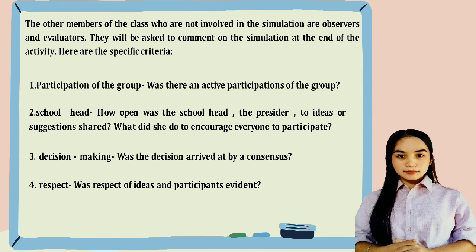Number 2. School head. How open was the school head, the presider, to ideas or suggestions shared? What did she do to encourage everyone to participate? Number 3. Decision making. Was the decision arrived at by a consensus? And the last one is respect. Was respect of ideas and participants evident?